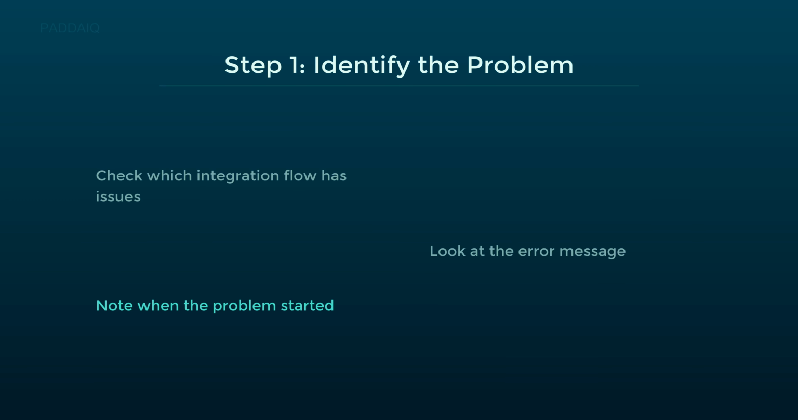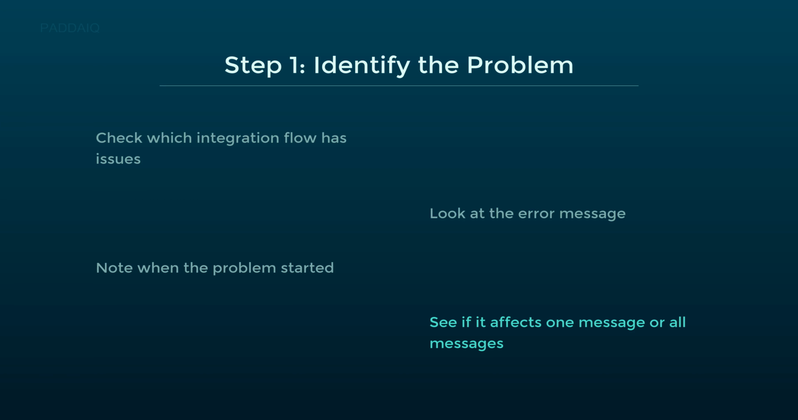Note when the problem started. This means pinpointing the exact time or event when the issue first appeared. For example, if a report stopped updating correctly, determine if it was after a recent software update last Tuesday. This initial timing is crucial as it helps narrow down potential causes and accelerates the entire resolution process.